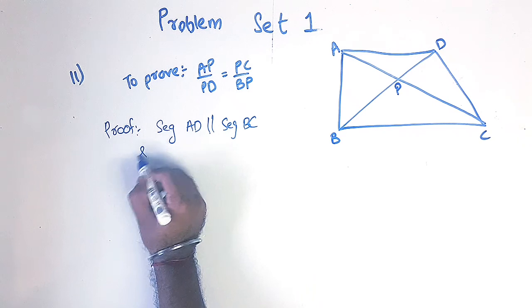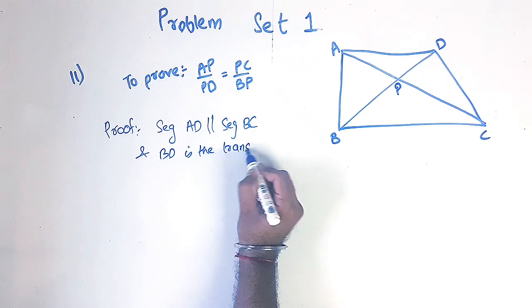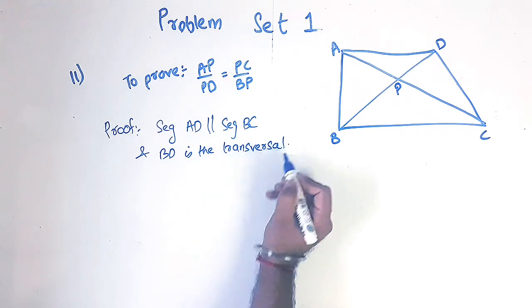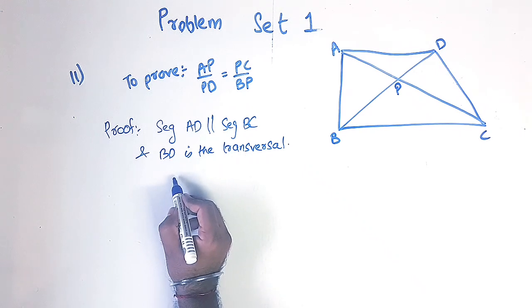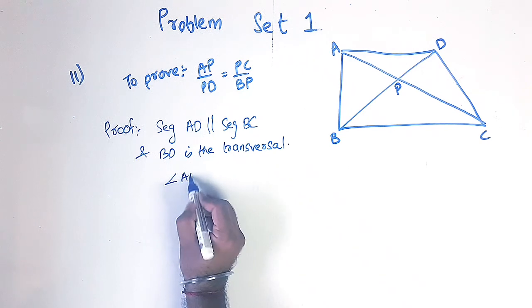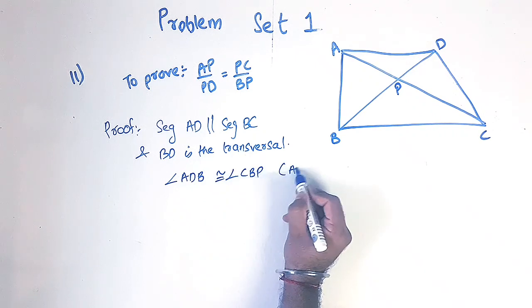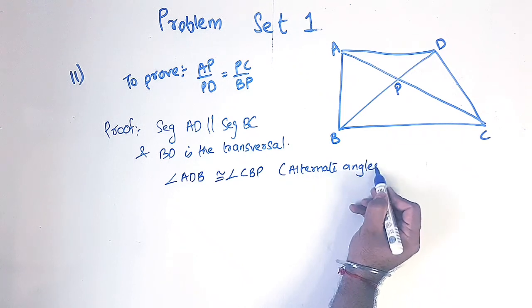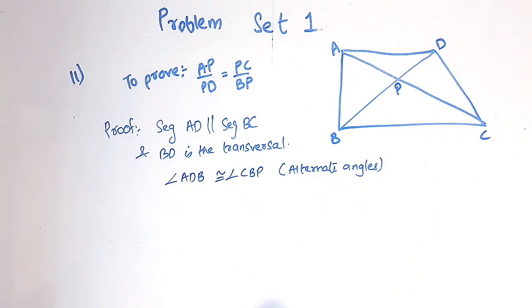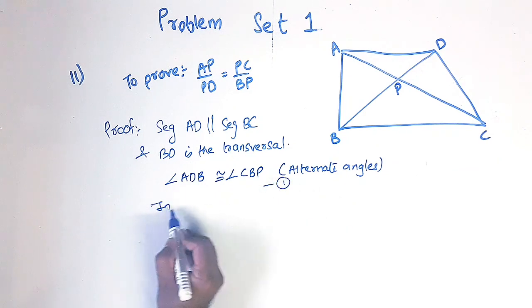And I'll write BD is the transversal. Because it is a transversal, I can easily write angle ADP is congruent to angle CBP. They are alternate angles. Now angle ADP is congruent to angle CBP, so I can use this in proving the triangles similar.